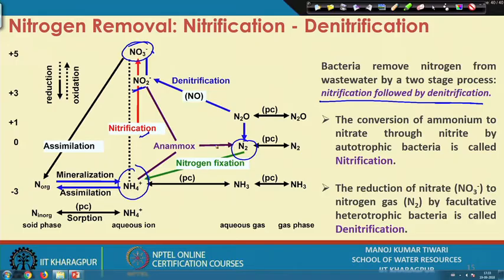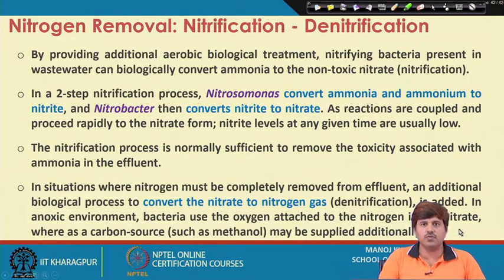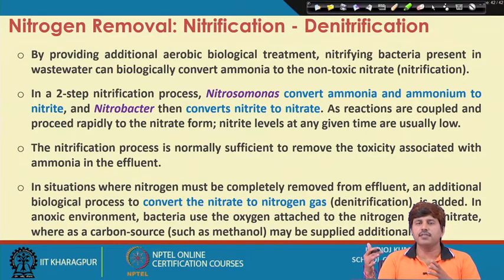Nitrification is achieved by the autotrophic group of bacteria, whereas denitrification is by the facultative heterotrophic bacteria. And since nitrification is an oxidation process, it happens in the presence of oxygen, whereas denitrification takes place under anoxic conditions, usually in the absence of oxygen. By providing additional aerobic biological treatment, these nitrifying bacteria, which are mostly present in the water anyway, can biologically convert ammonia to the non-toxic nitrate, which is called nitrification.